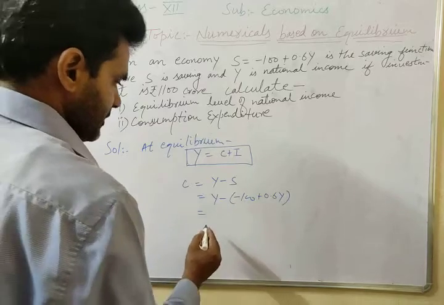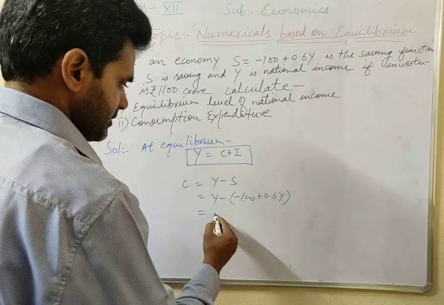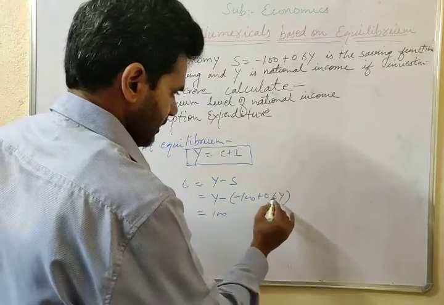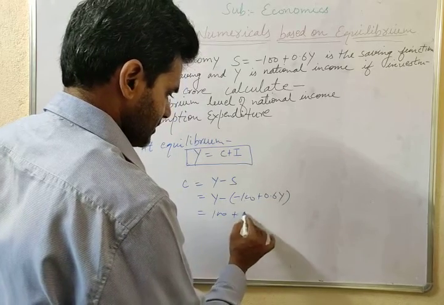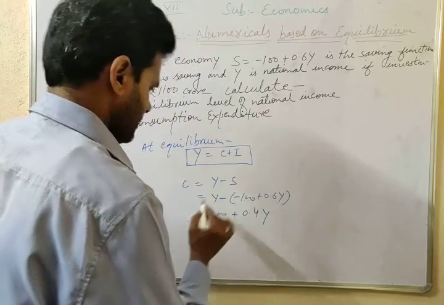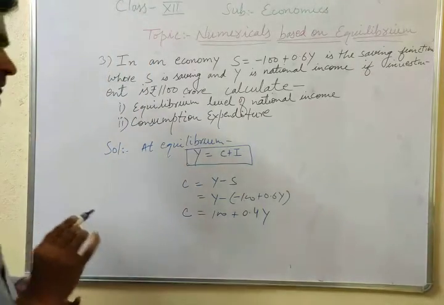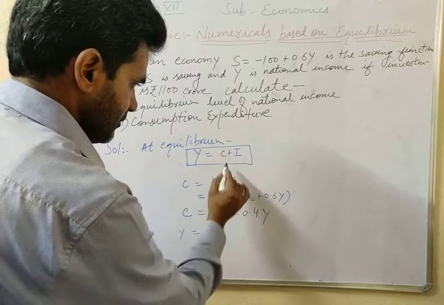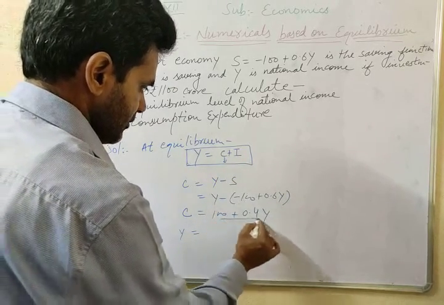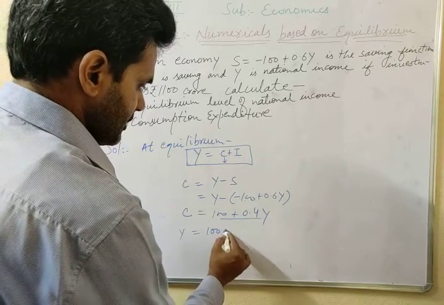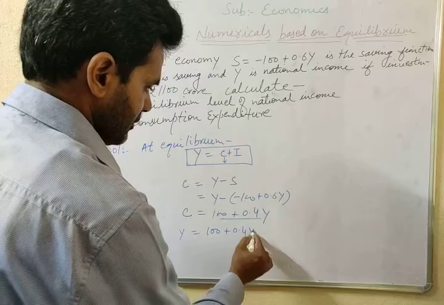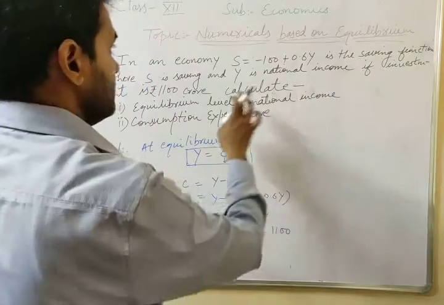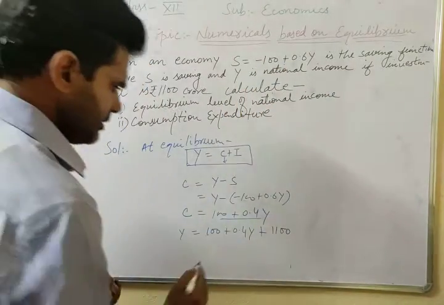Further we simplify it, so minus becomes plus 100, and Y minus 0.6Y becomes 0.4Y. So this will be the required consumption function. Now we put the value here. So Y is equal to, in place of C we put the value of its function, which is 100 plus 0.4Y, then plus 1100.